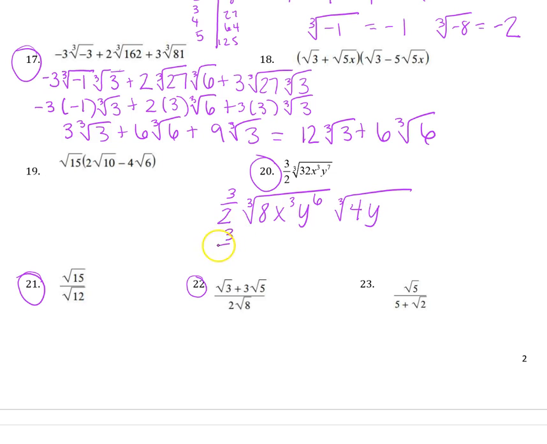Okay, simplify. So I got 3 halves times cube root of 8 is 2. Cube root of x cubed is just x, and cube root of y to the 6th is y squared. And you can get that just by dividing your exponents by 3. Okay, and then don't forget to multiply these coefficients. So I've got 3 halves times 2, that's just going to give me 3. So 3x y squared cube root of 4y.